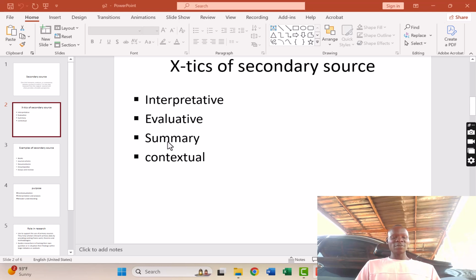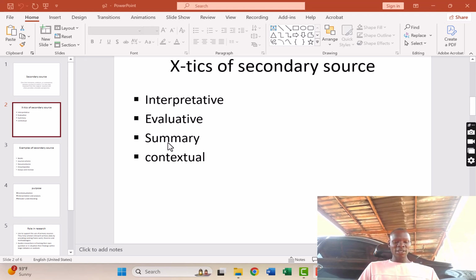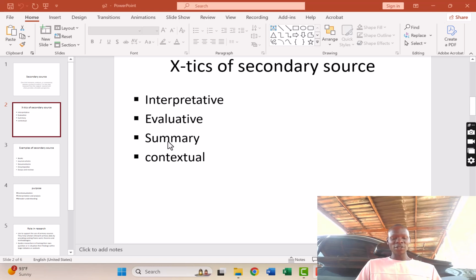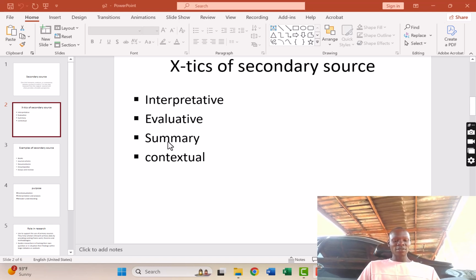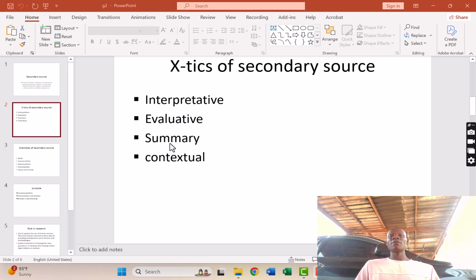So we also have the summary part. Secondary sources summarize the information, often to explain excerpts from various primary sources. So after evaluating those, you have to explain more, into a deeper understanding of what has happened, the situation of that event that has happened.